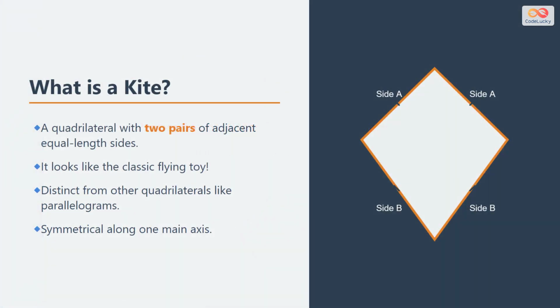First, let us define what a kite actually is in geometry. It is a four-sided shape, or quadrilateral, that has two pairs of equal length sides that are adjacent to each other. This means the top two sides are equal, and the bottom two sides are equal. It looks exactly like the traditional flying toy you might be familiar with.